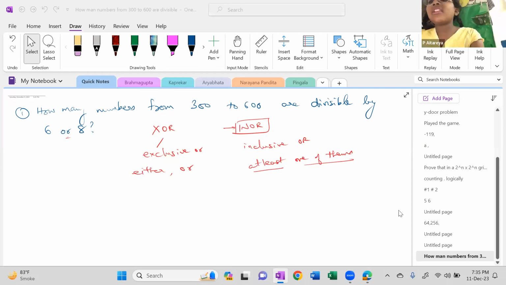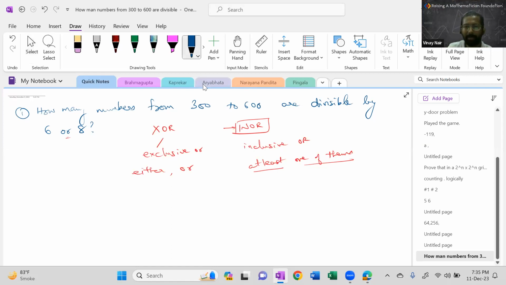So can a number be divisible by both 6 and 8? The meaning of OR, like I said, is at least one of them. That means at least one of 6 and 8. That means it could be divisible by only 6, it could be divisible by only 8, or it could be divisible by both 6 and 8. Could be any of those possibilities.